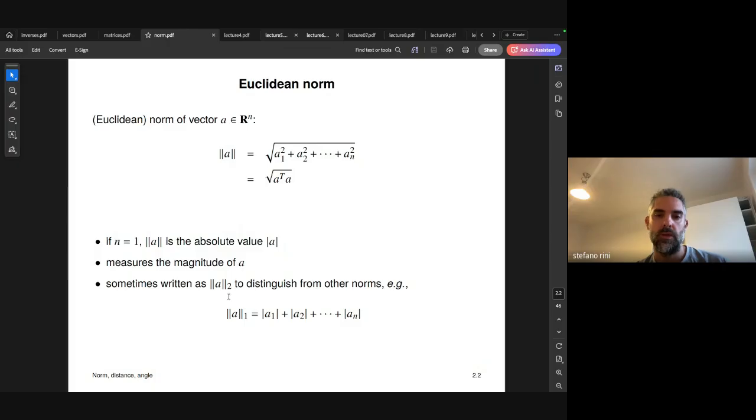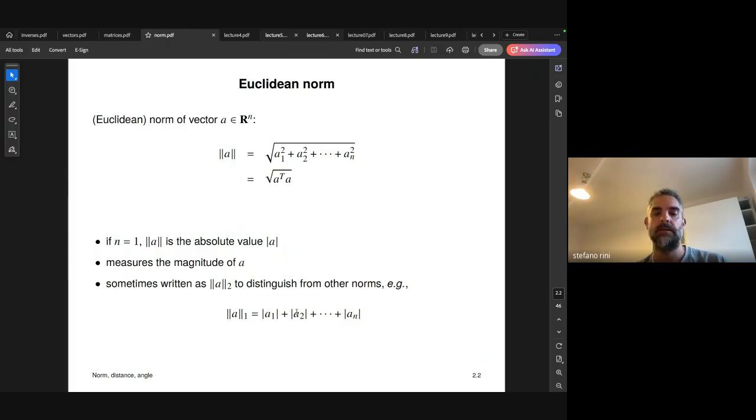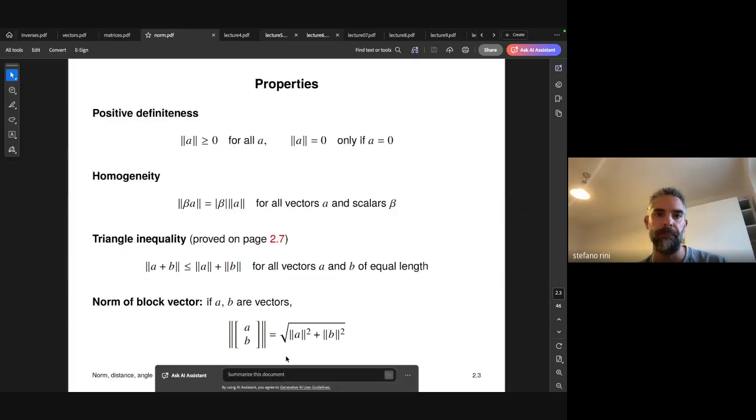So usually we use this double bar notation to indicate the norm, and then this little number in the suffix will be indicating which norm, right? So if we write the L1 norm, this is the sum of the absolute values, and we're going to see some of these norms later on.